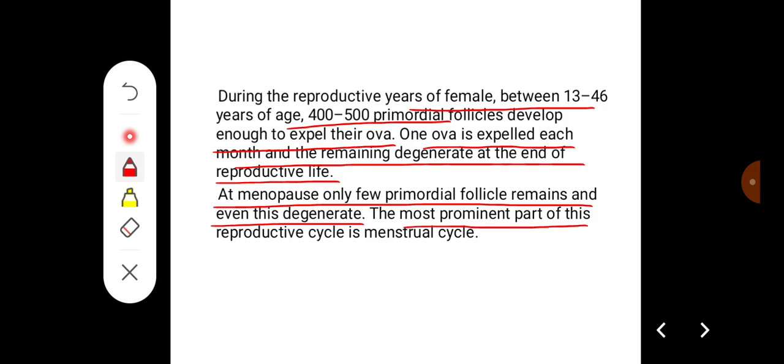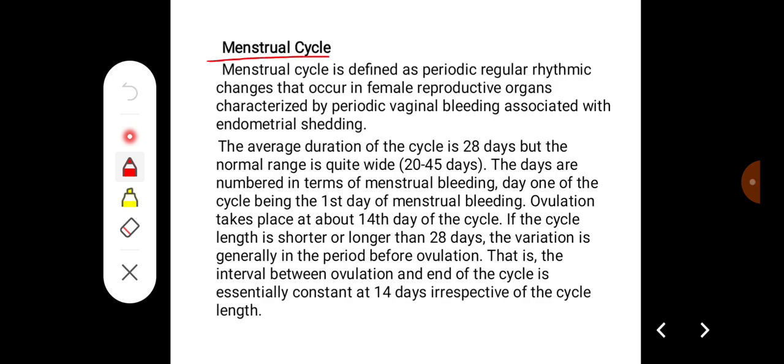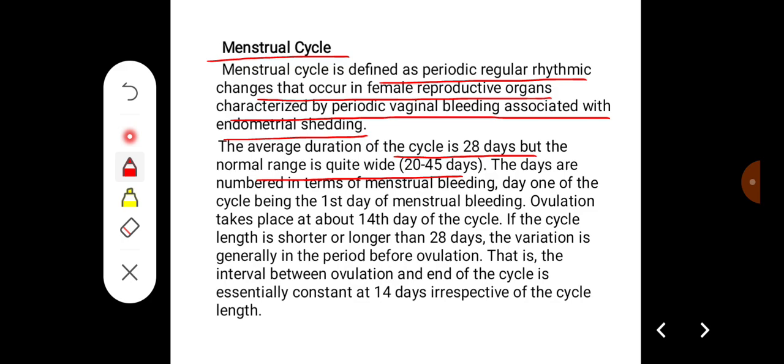The most prominent part of this reproductive cycle is the menstrual cycle. Menstrual cycle is defined as periodic, regular, rhythmic changes that occur in the female reproductive organs, characterized by periodic vaginal bleeding associated with endometrial shedding. The average duration of the cycle is 28 days, but the normal range is quite wide, that it may range between 20 to 45 days. The days are numbered in terms of menstrual bleeding, day 1 of the cycle being the first day of menstrual bleeding.